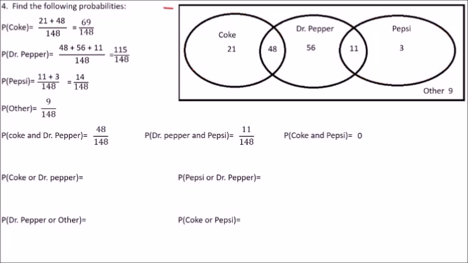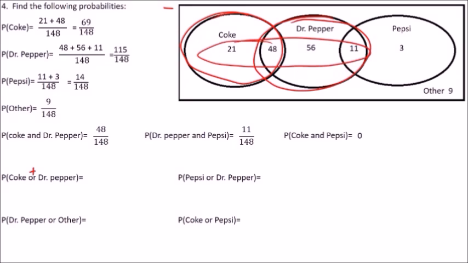Okay, and so now I'm looking at the probability of Coke or Dr. Pepper. And again, this is where we're going to start adding, right? For or, you add the probabilities together. So if I'm looking at Coke or Dr. Pepper, Coke is all of this information here. Dr. Pepper is all of this information here. So I'm going to be adding all of these values here. So I got 21 plus 48 plus 56 plus 11. Now, if I add 21, 48, 56, and 11, I get a total of 136.